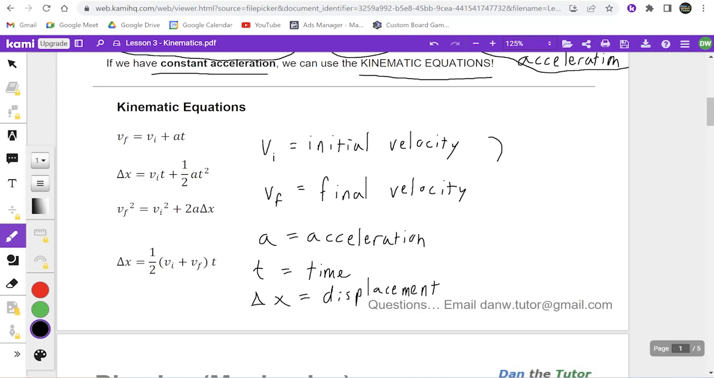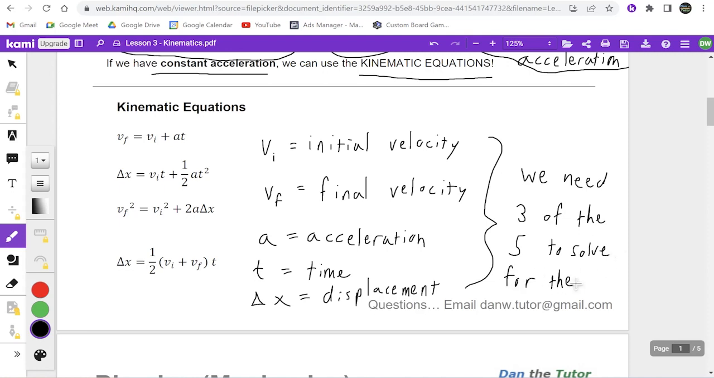And then the cool thing is, there's five variables, and we need three of the five to solve for the rest. So, for instance, if you have VI, VF, and acceleration, then there must be one of the four equations that will give you the remaining two quantities. Any questions? Okay, then let's continue.